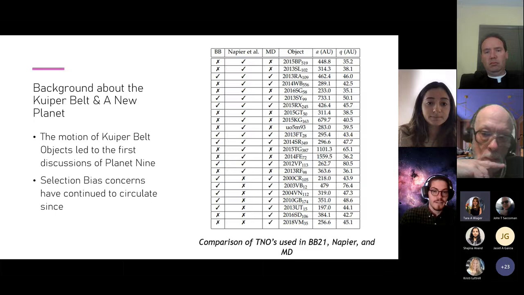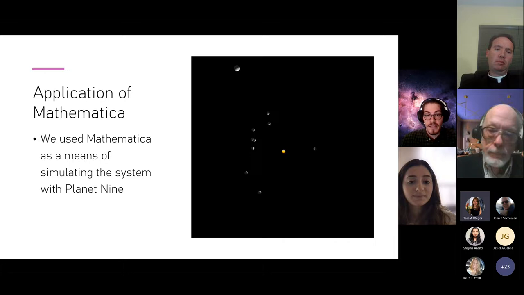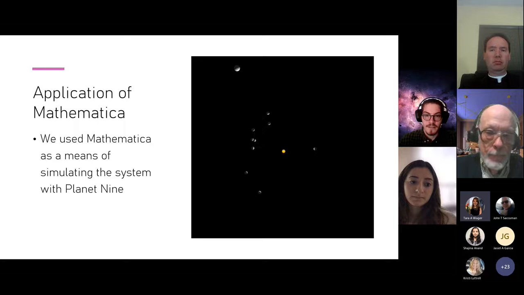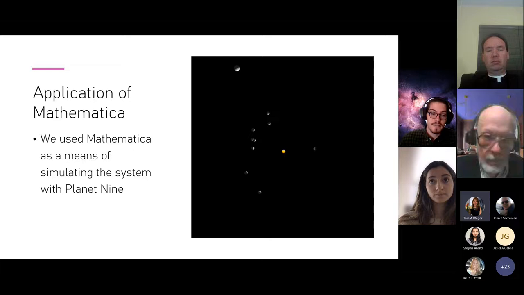All right, so getting on to our research and our contributions here. We applied Mathematica using the n-body simulation in there. They had 9 of the 14 KBOs that we studied stored in their data. So we just utilized those, created an object for Planet Nine, and ran the simulation. It had 11 bodies when we included Planet Nine, and when we took Planet Nine out, it was a 10-body simulation.